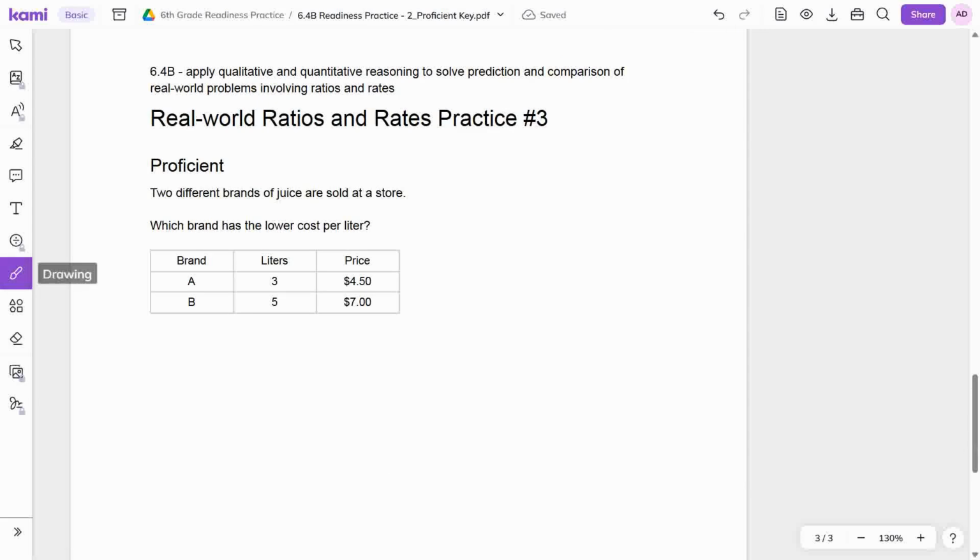Now, the third problem, we're looking at a table, but we're looking at the same type of thing. We have 3 liters for $4.50 at brand A, 5 liters at $7 at brand B. Which brand is the lower cost per liter? So this cost per liter tells us the direction we need to know. We need to know the price. So let's do brand A right here. Let's do brand B right here.